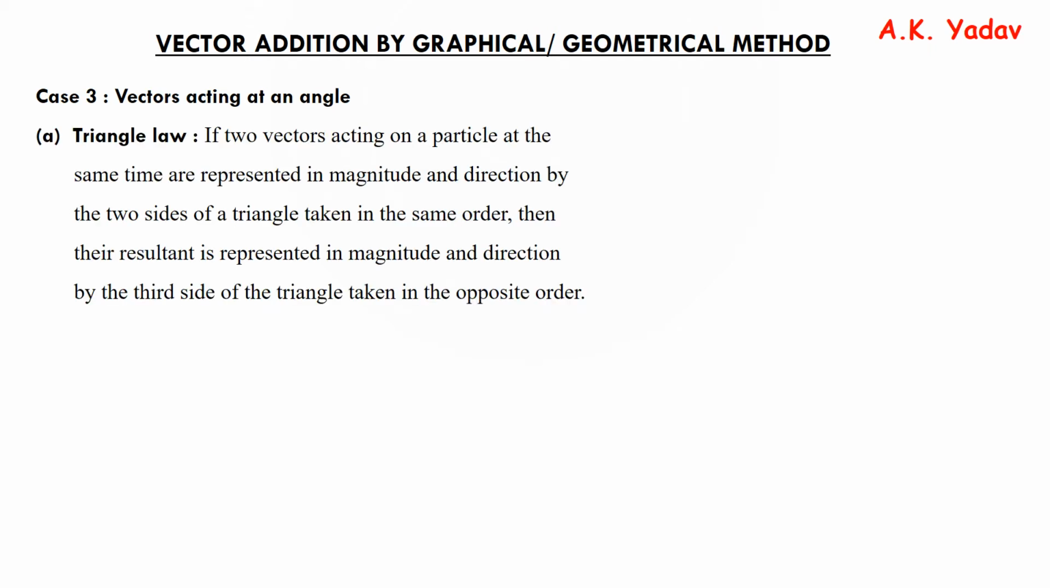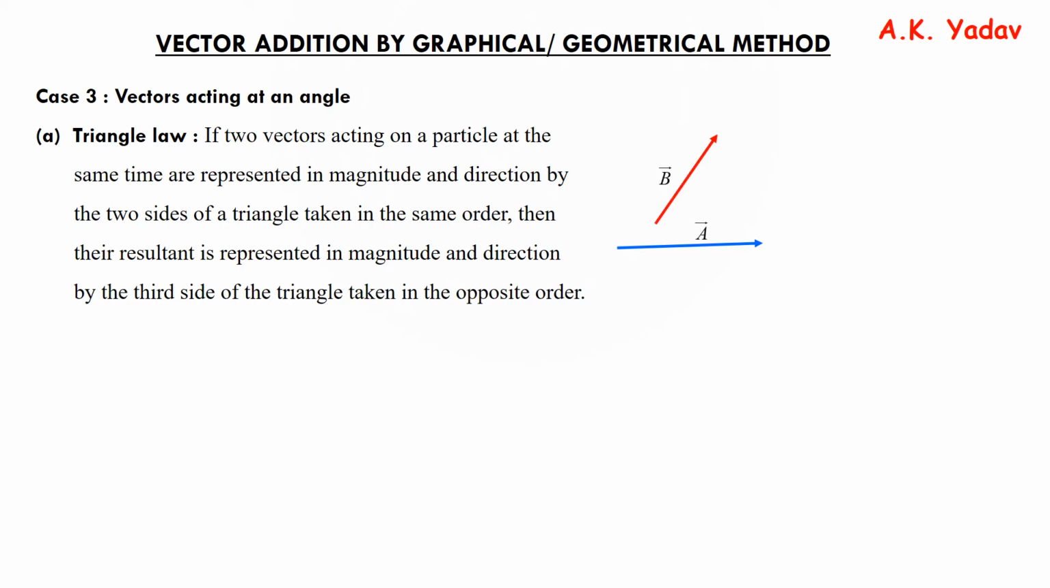Now, if vectors are acting at an angle, then there is something called the triangle law. It says if two vectors acting on a particle at the same time are represented in magnitude and direction by the two sides of a triangle taken in the same order, then the resultant is represented in magnitude and direction by the third side of the triangle taken in the opposite order.